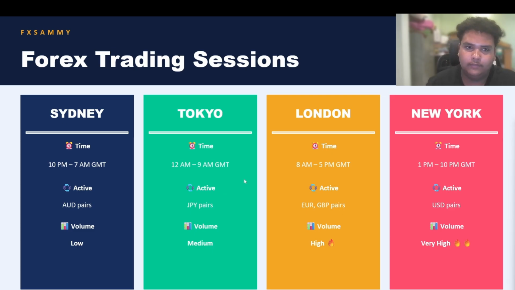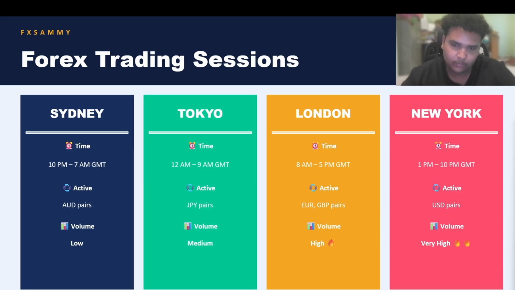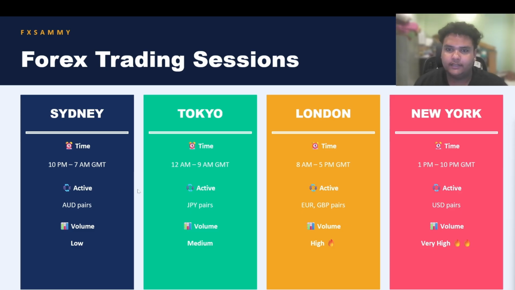The Sydney session normally has low volume, so it is not that volatile and it is good for beginner traders, those who are risking less capital, and they can hold a trade for long. The Tokyo session is also for medium beginner level. London and New York, specifically the New York session, is much more volatile. It has good volume, so it is good for trading, but for experienced traders.